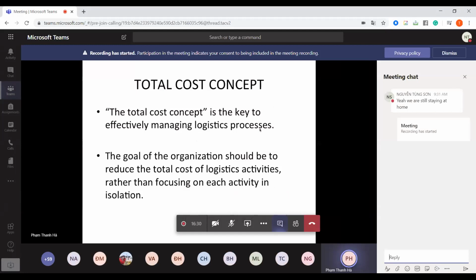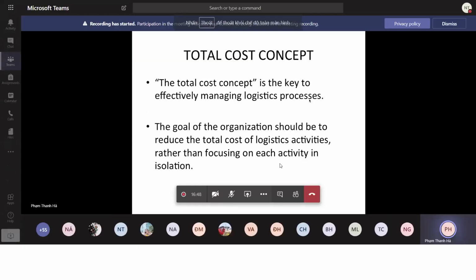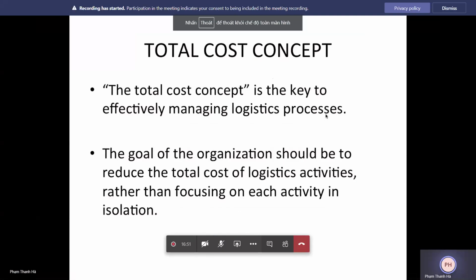So let's go to one of the also important concepts related to logistics. It means the total cost. Total cost. So what is the total cost? Actually, the total logistic cost is a kind of very controversial concept. So why do I call this controversial? Because for many years, we have not had a unique formula or unique concept related to total logistic cost.